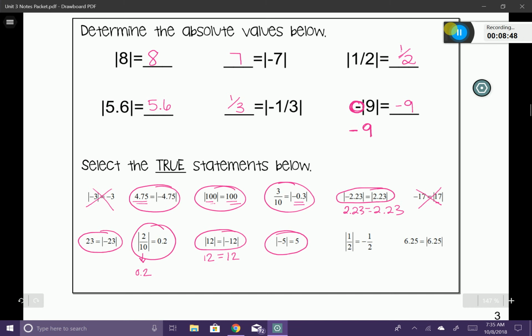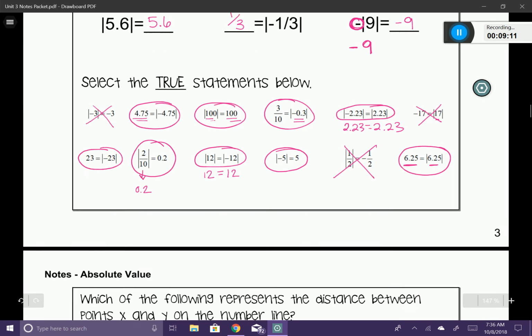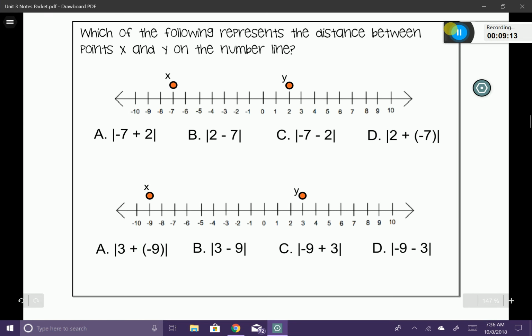The absolute value of 1/2 is equal to negative 1/2. Well, this is not true because whatever's inside the absolute value bars cannot yield a negative answer. So this is going to be false. And then the last one, we have a decimal. So that number inside, you can see that it's outside of the bars and it's positive, making it a true statement. All right, I have 2 more examples here for you talking about absolute value.